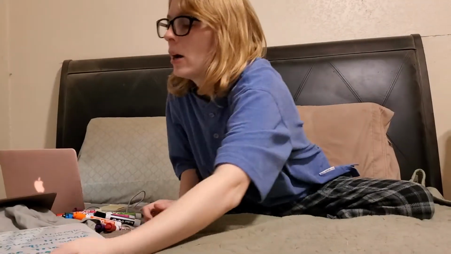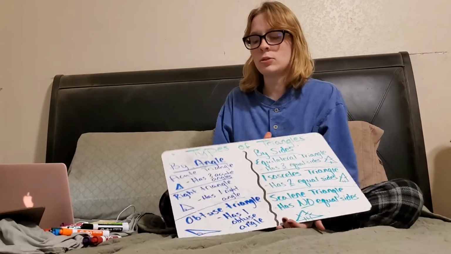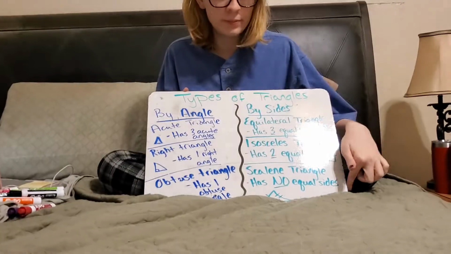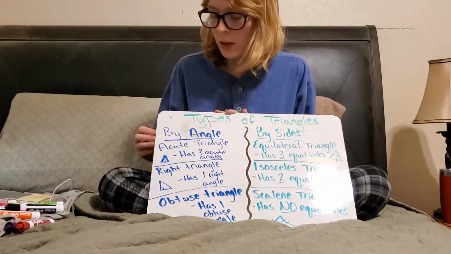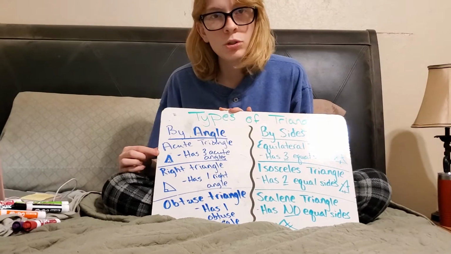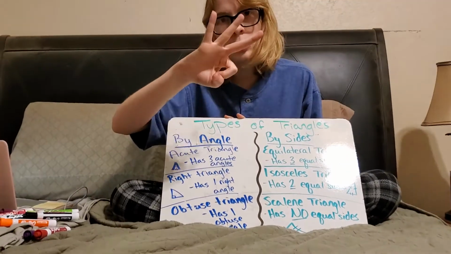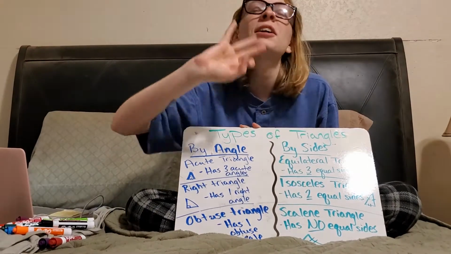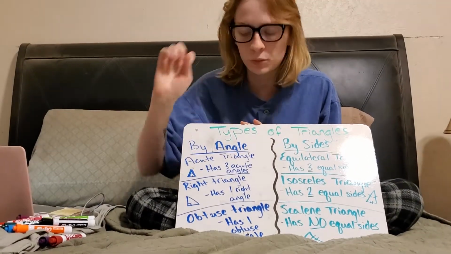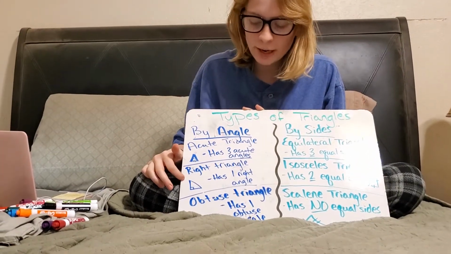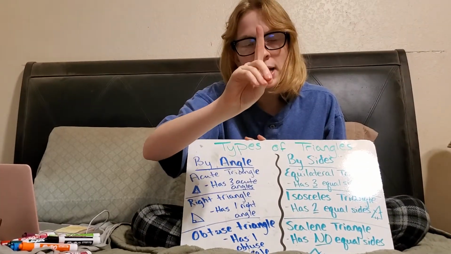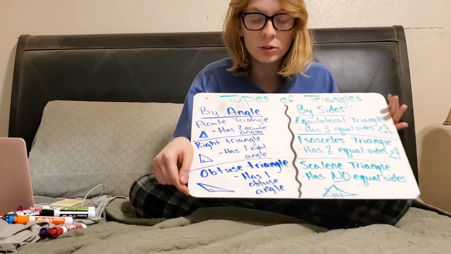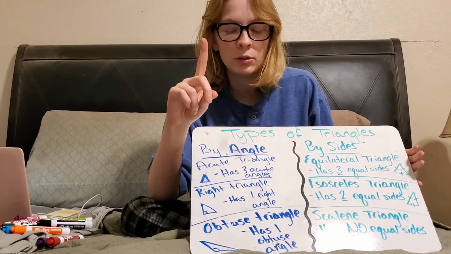We're going to talk about classifying triangles using the type of angle and the type of sides. So the type of angle, if you have an acute triangle, it has 3 acute angles. Has to have 3. A right triangle has 1 right angle. And an obtuse triangle has 1 obtuse angle.